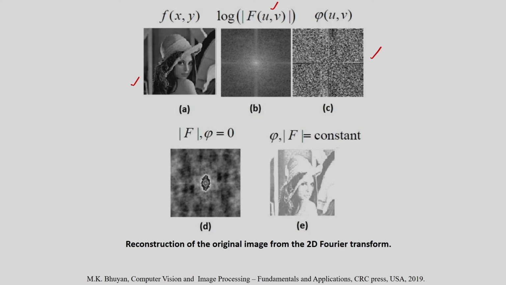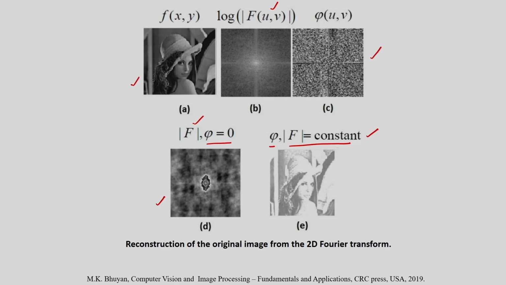So you have seen here, I have two pieces of information, one is the magnitude information, another one is the phase angle information. And in this case you can see I am doing the reconstruction of the original image from the 2D Fourier transform. In the first case I am considering the magnitude information, but I am not considering the phase angle information. And this is my reconstructed image. That means you cannot reconstruct the image only by considering the magnitude information. In the second case I am considering the phase information, but I am not considering the magnitude information. Magnitude is constant. Then also this is the reconstructed image.